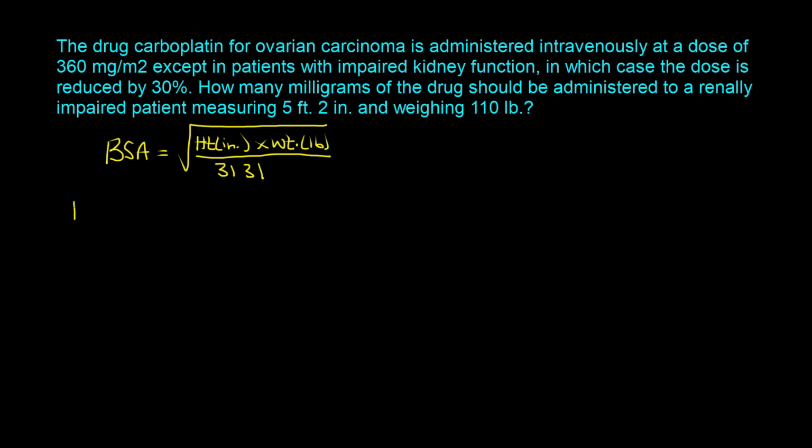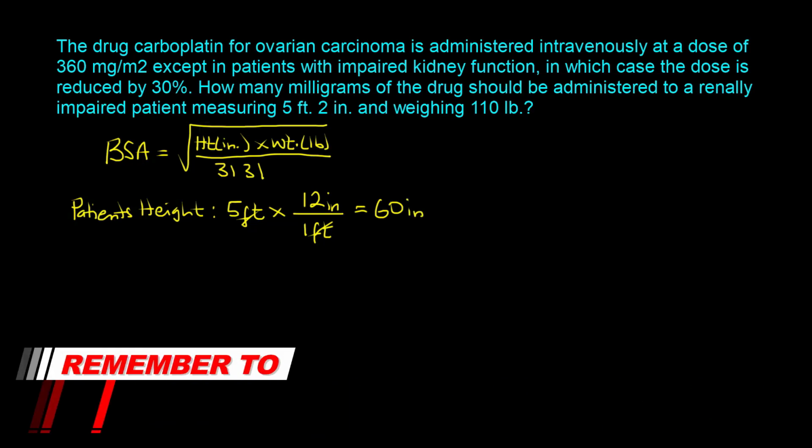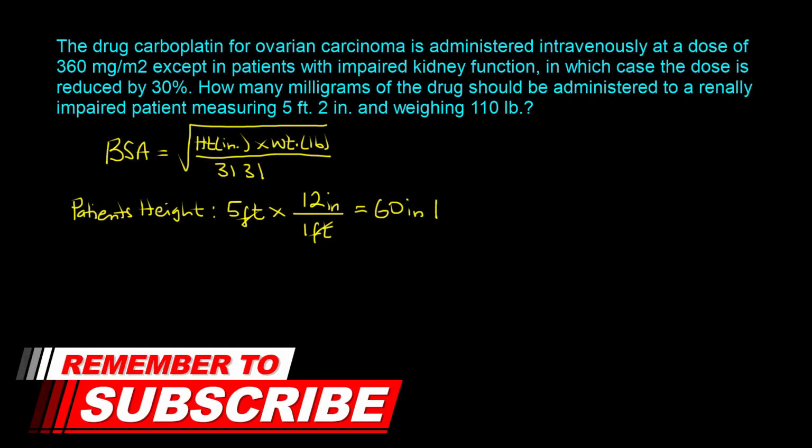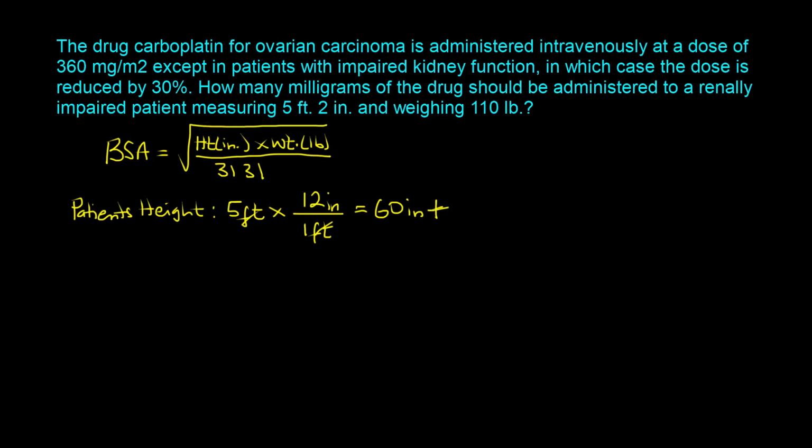So for the patient's height, we will have 5 feet, and we'll convert that to inches using the conversion factor. 1 foot is equivalent to 12 inches. The feet cancel out, and you end up with 60 inches. But now we don't stop there. We add the 2 inches because the patient is 5 foot 2 inches. So plus 2 inches, and that gives us 62 inches.